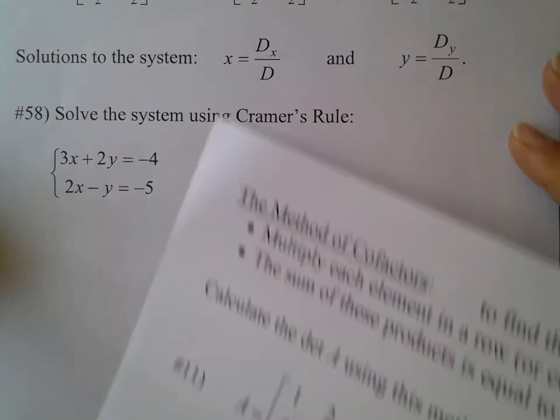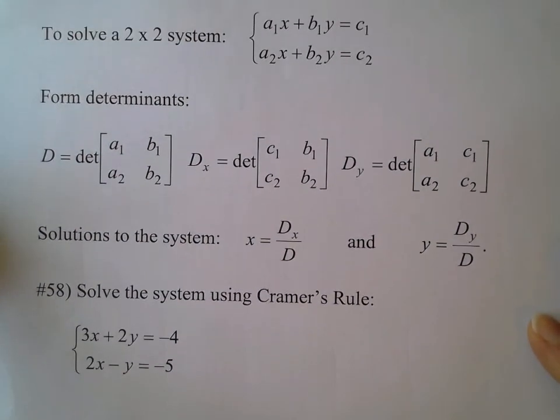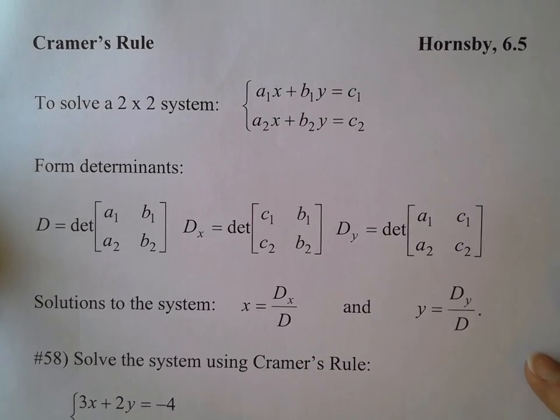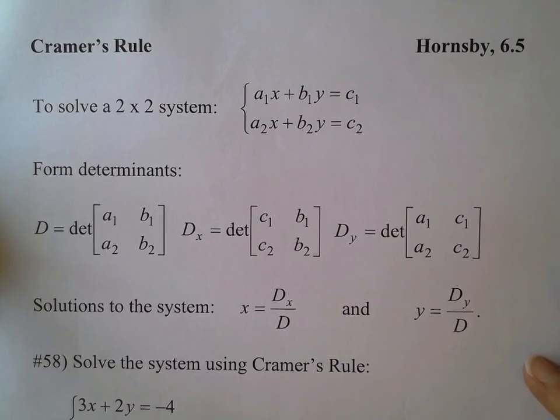Okay, I think I have one more idea here. This is called Cramer's rule, and it uses determinants to solve a system. This is in the same section in your textbook. Okay, so we're just going to use this to solve a 2x2 system. It's very similar to solve a 3x3 system.